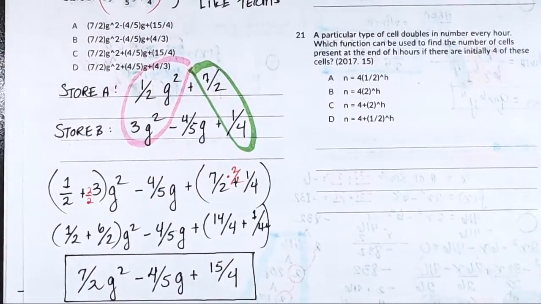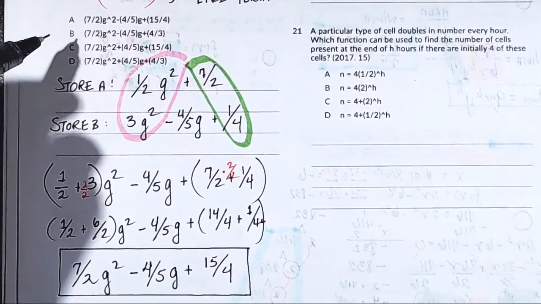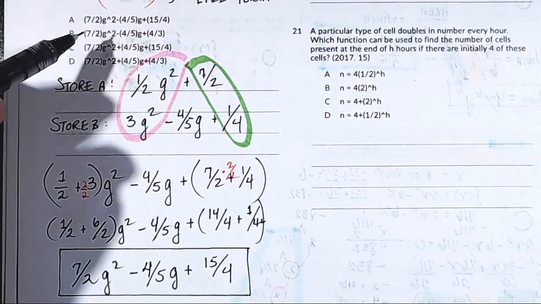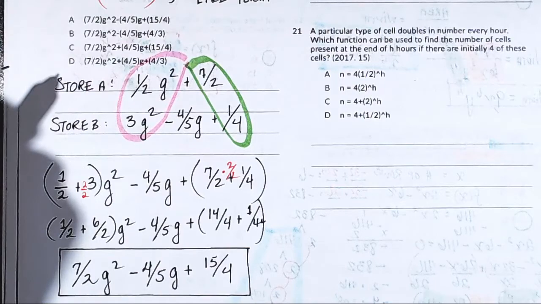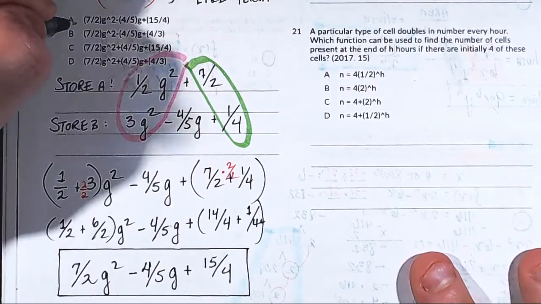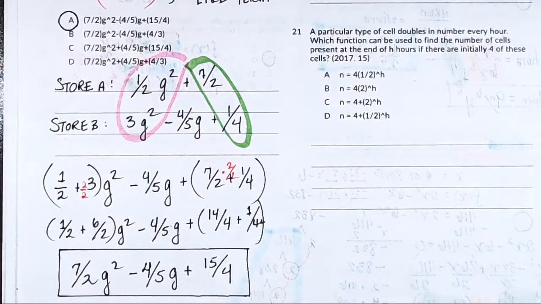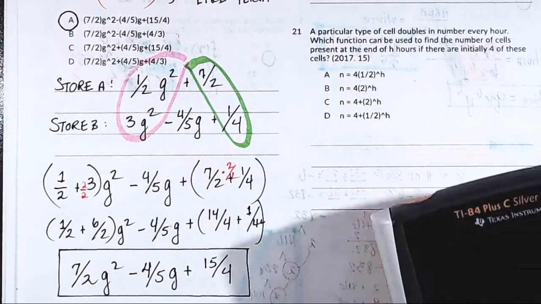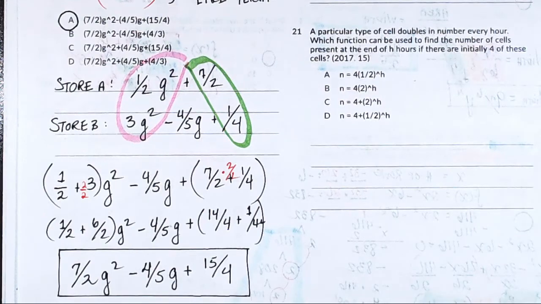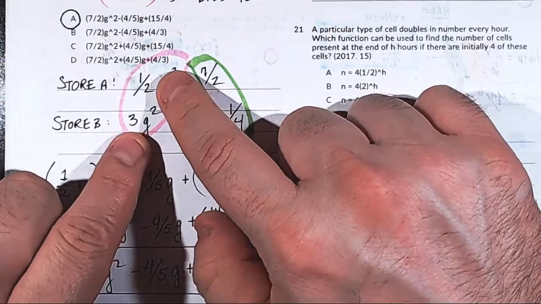All right, so let's find that answer. 7/2 g squared minus 4/5 g plus 15/4. And I see that there in answer choice A. And I won't show all of them, but that is in fact what you need to do. You would have to know to combine those terms.